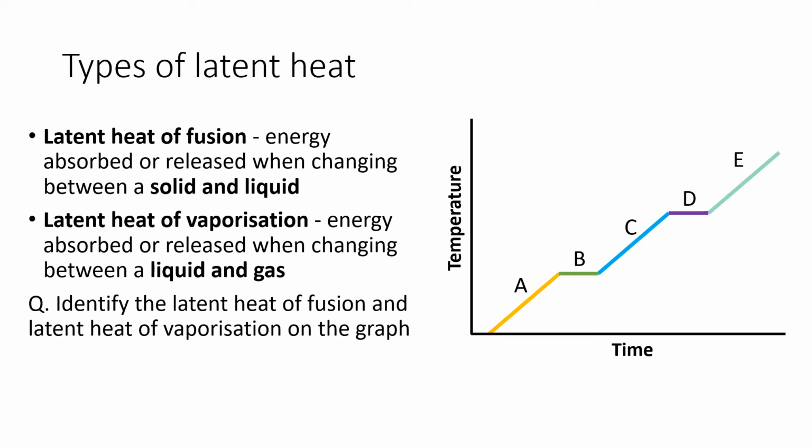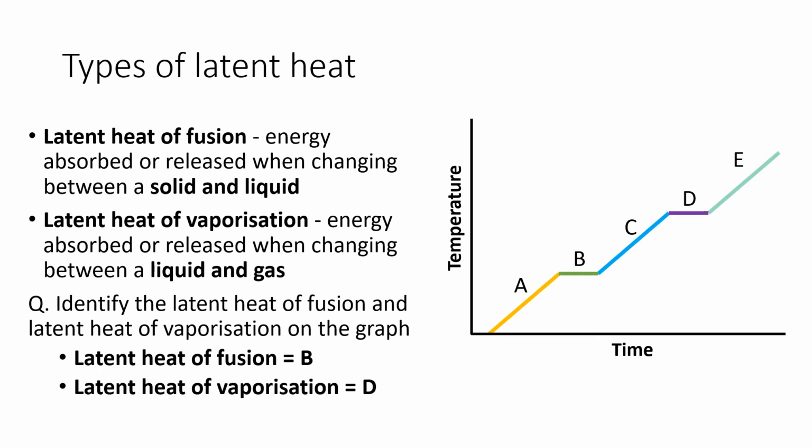Well, what you have is the latent heat of fusion is where we go from a solid to a liquid, which means we are looking at point B, whereas the latent heat of vaporization is where we're moving from a liquid to a gas, hence we're talking about part B. Remember, there is no temperature change when we're talking about changes in states of matter, so we're looking for the horizontal bits of the graph.